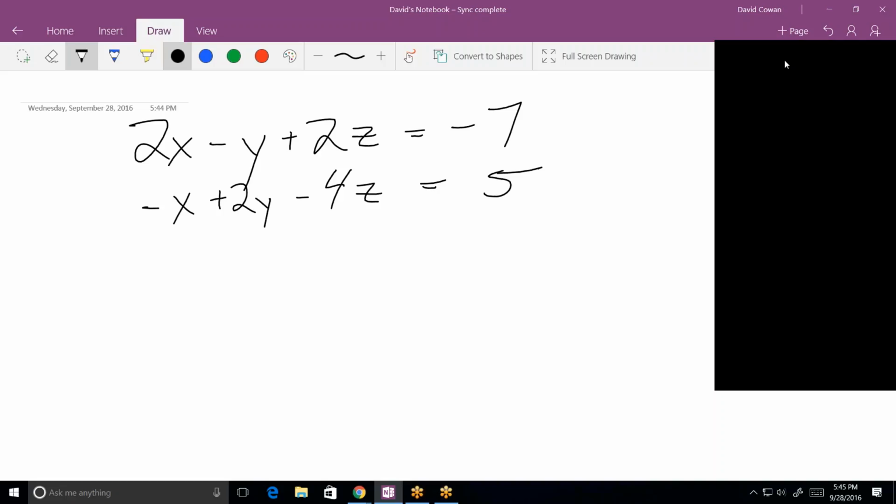And I need a third one because right now I have three variables and two equations. You cannot solve that system. As long as you have the same number of variables as equations, you can always solve it. What's the third one? X plus 4y minus 6z equals negative 1. All right.